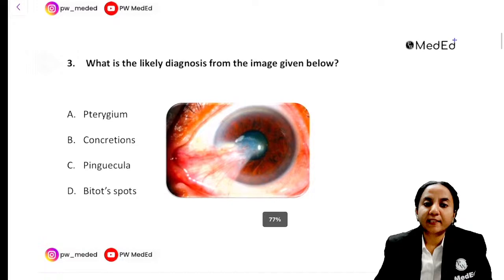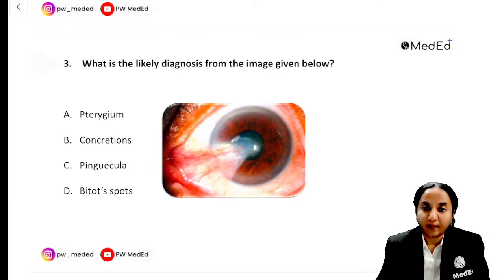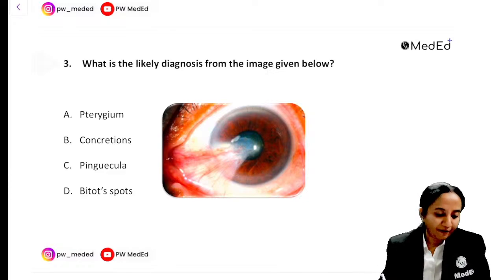So these were the questions from refraction. Now let's go to questions from another topic. Very, very simple topic. What is the diagnosis from the image here? Is it a pterygium? Are they concretions? Is it pinguecula or Bitot spot? Yes, very easy question. It is a pterygium.